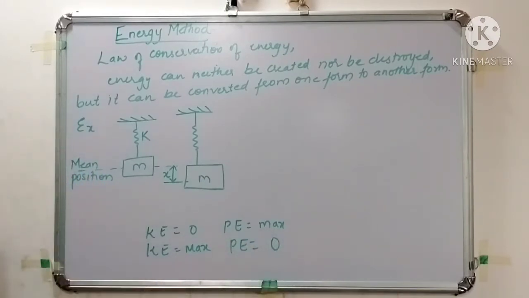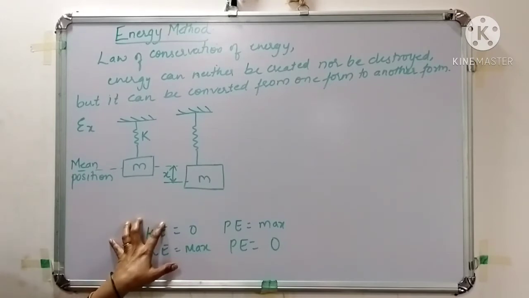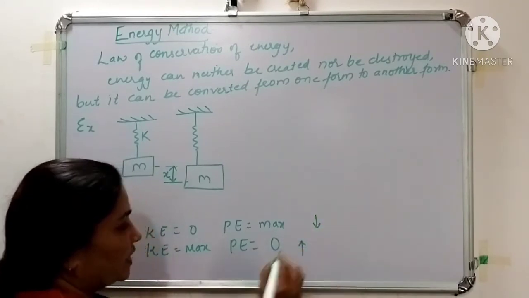So the mass moves up and down. This change in kinetic energy from 0 to maximum and in potential energy from maximum to 0 takes place as the mass moves up and down. Here there is no damper to resist the motion, since this topic is under undamped free vibration. So therefore the mass keeps on moving up and down. This is when it is moving down and this is when it is moving up.